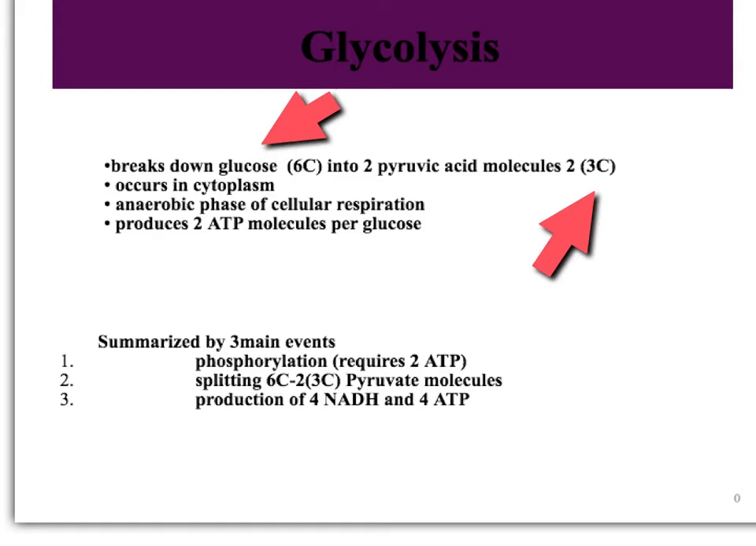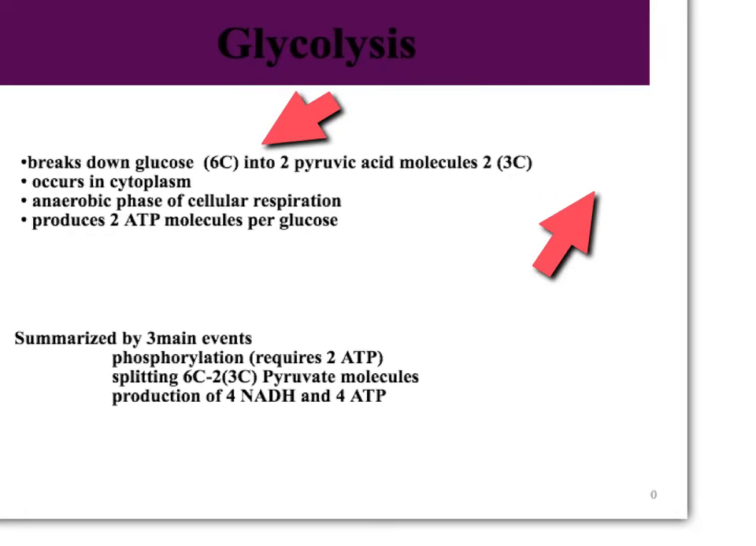Notice it's stated here this is the anaerobic phase. It does not require any oxygen present for the glycolysis to occur. We'll produce 2 ATP molecules per molecule of glucose. As you'll notice below, it says summarized by 3 main events. One thing we do know is that the phosphorylation does require 2 ATP to be formed.